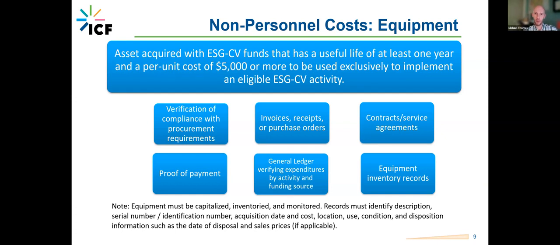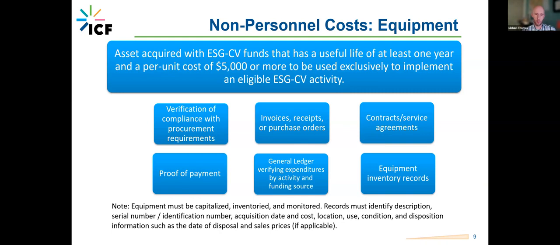It's important to note here that equipment must be capitalized, meaning that it is depreciated over time, and your accounting records should reflect that. It must be inventoried. It must be monitored. Records must identify a description of the equipment. You must have some type of identifier, like a serial number or some type of numerical ID, acquisition date and cost, location, use, condition, and disposition information, such as the date of disposal and the sale price.